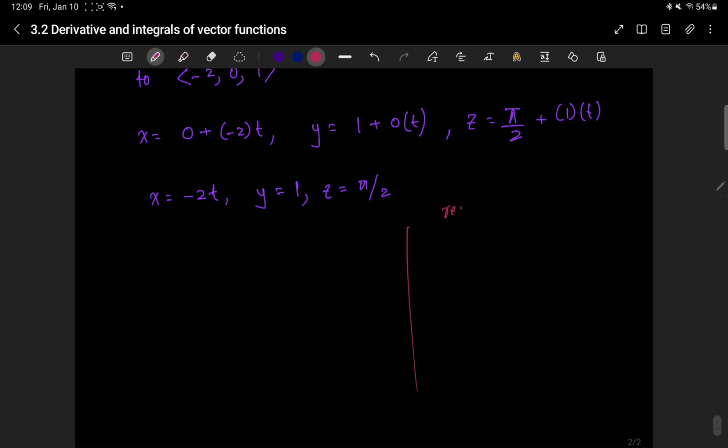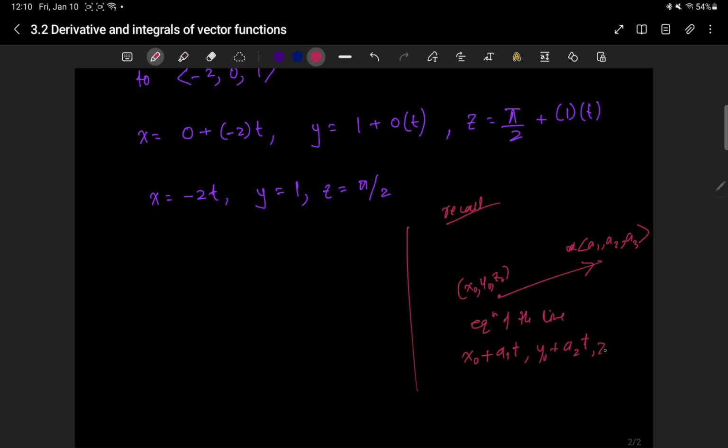And this is from the previous section. Recall, you have a point x naught, y naught, z naught, and you have some direction given by a1, a2, a3. Then the equation of the line in parametric form is x naught plus a1 times t, y naught plus a2 times t, and z naught plus a3 times t. Okay, that's what we're using here to find the equation of the tangent line.